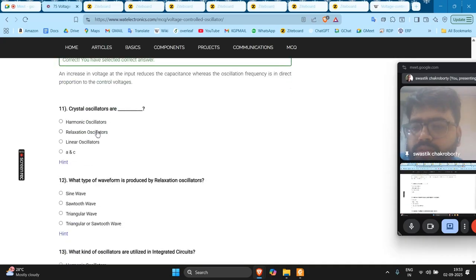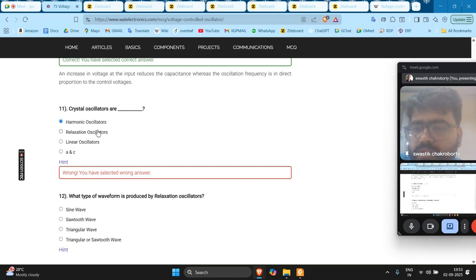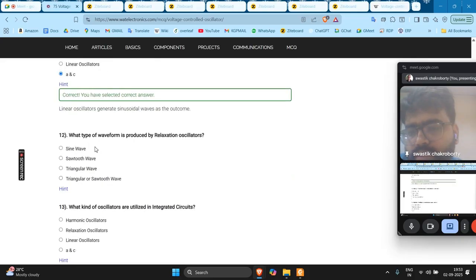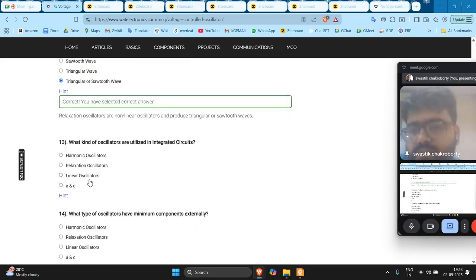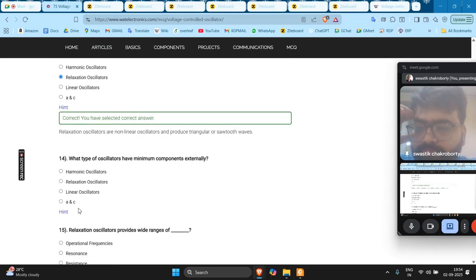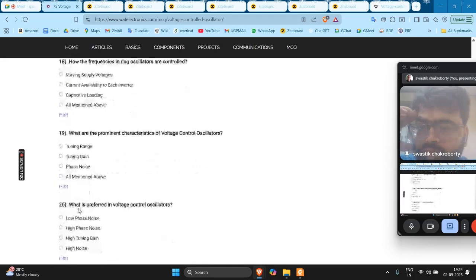And crystal oscillators are harmonic oscillators, sorry, not relaxation oscillators. A relaxation oscillator generates triangular or sawtooth waves. And what kind of oscillators are utilized in integrated circuits? Integrated circuits must use relaxation oscillators. Okay.